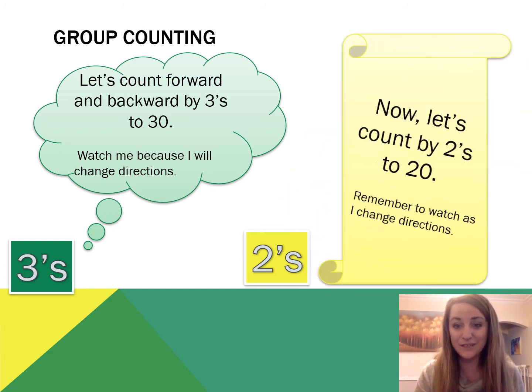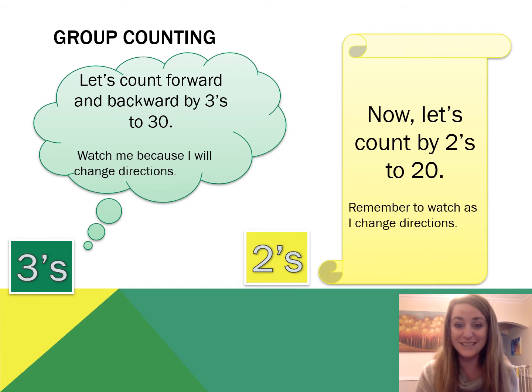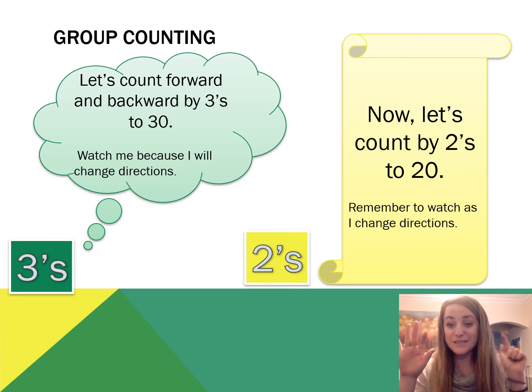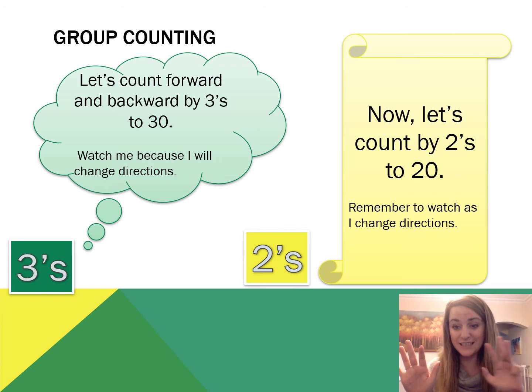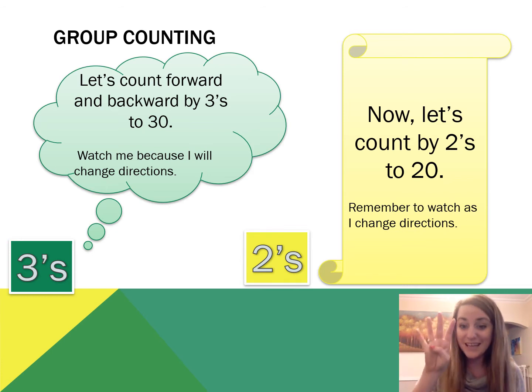Let's keep it going. Now let's count by 2s to 20. Let's wiggle it out. Bring it close. Count by 2s to 20 and go. 2, 4, 6, 8, 10, 12, 14, 16, 18, 20. Bring it down. 20, 18, 16, 14, 12, 10, 8, 6, 4, 2, and 0.